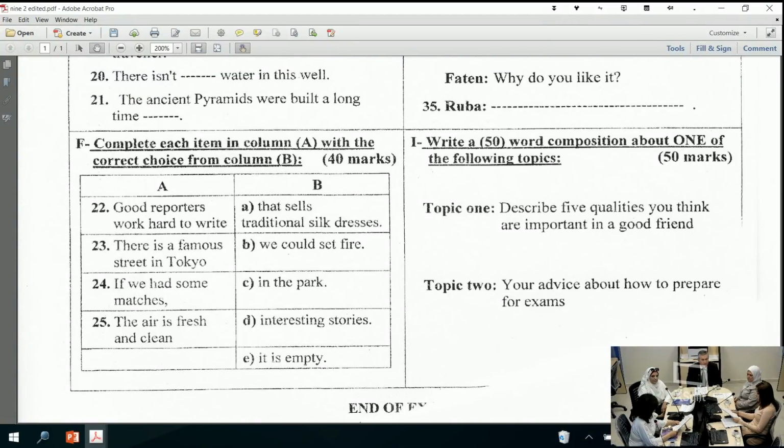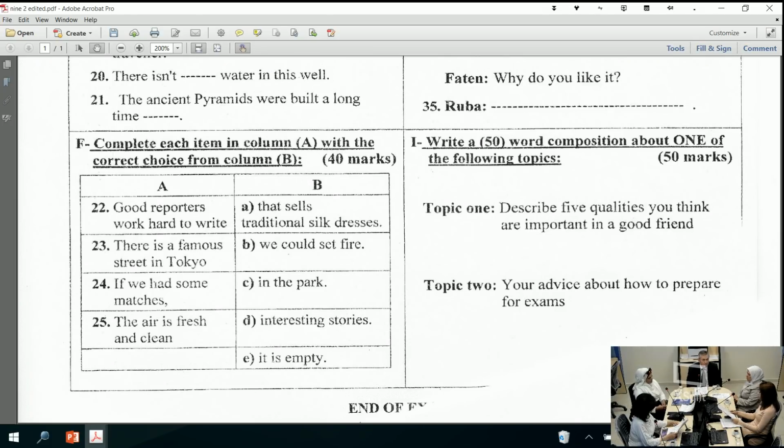Number 21. The ancient pyramids were built a long time ago. Here we have something that happened in the past, so we use "ago," because "were" denotes the past. As we know, the pyramids were built in the past. And when we teach the students about the simple past, we say that we use the word "ago" to refer to the past, at the end of the sentence. And here the word is "ago." Miss Faizi, exercise 5.